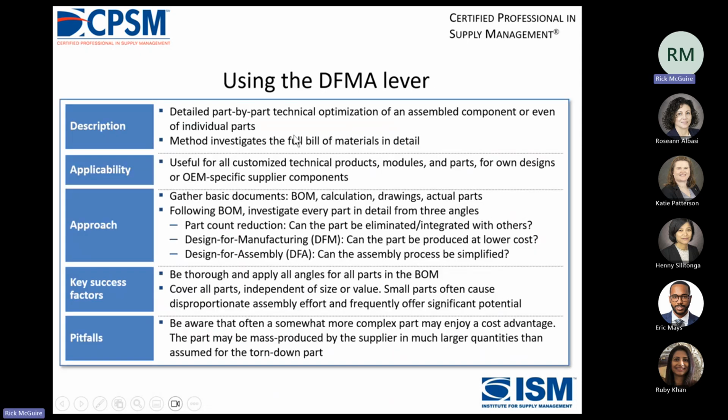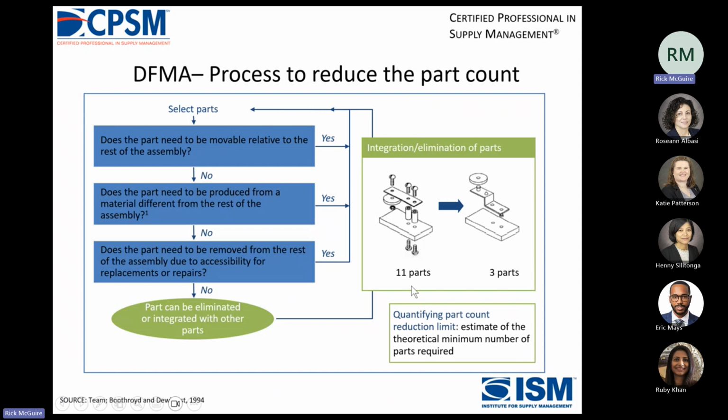The DFMA level, you're looking at each part, you're investigating the bill of materials, technical products, gathering, you're looking at mostly part count, types of materials you're using, and any design for manufacturing and design for assembly. Can the process be simplified? Can it be done at a lower cost? More complex parts may enjoy a cost advantage. Not usually. Part might be mass produced.